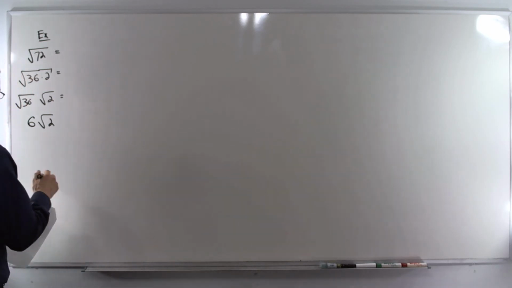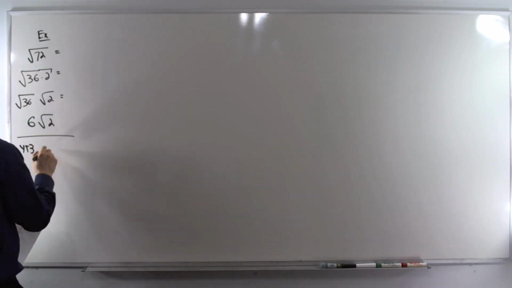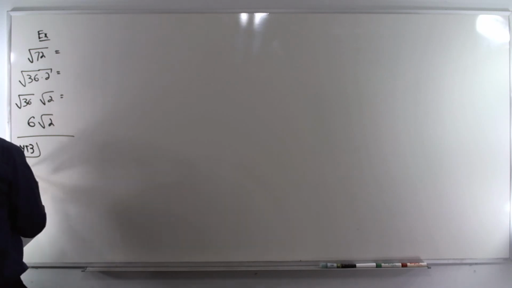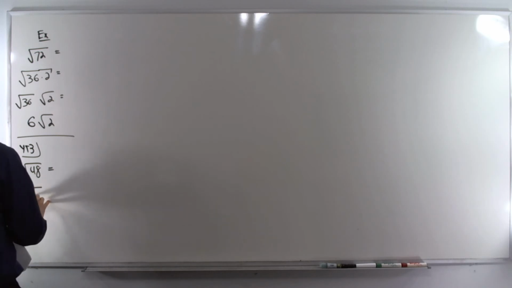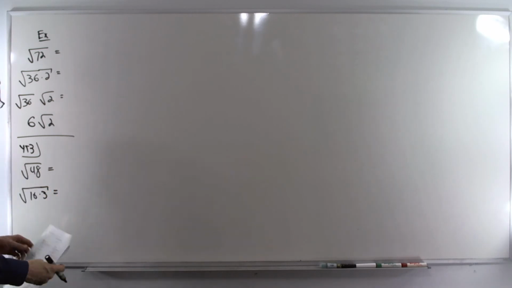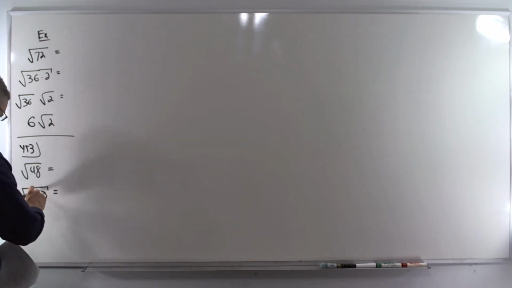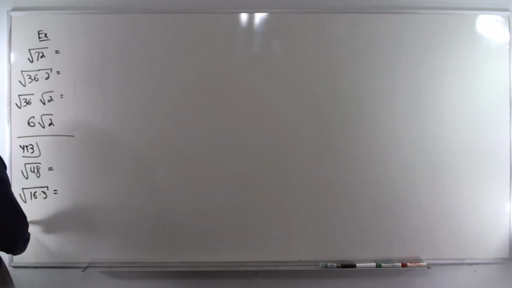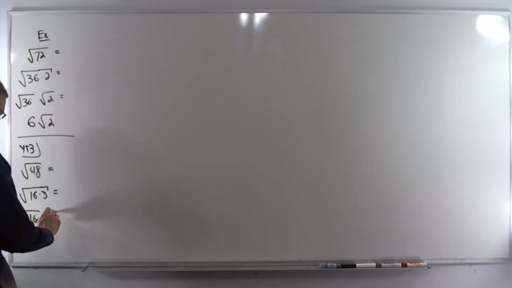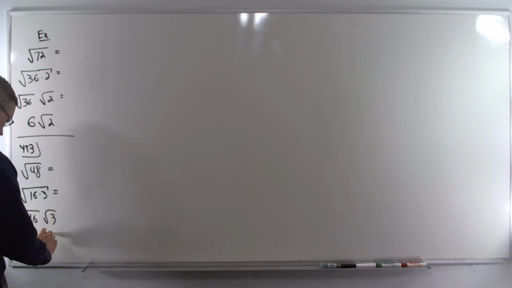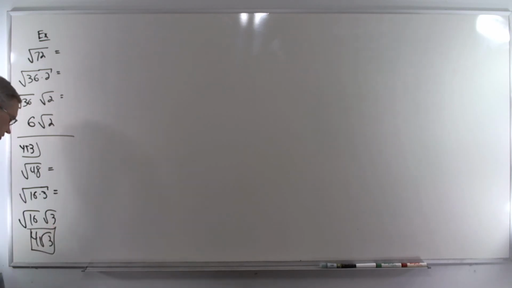Your turn, number 3. All right, so 48 has a factor that is a perfect square, and that is 16. That's the largest one. There are others, there's 4 as well, but 16 is the largest one. So we got 16 times 3. We use the product rule to break it up into the square root of 16 times the square root of 3. And that simplifies to 4 square roots of 3.